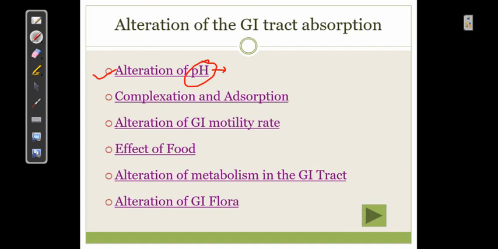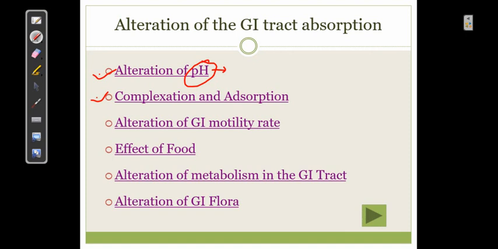Similarly, for the second mechanism, we have checked that some important antibiotics like fluoroquinolones and tetracyclines can undergo complexation, forming chelates with divalent and trivalent metal ions, and that could lead to reduction in their absorption and bioavailability.